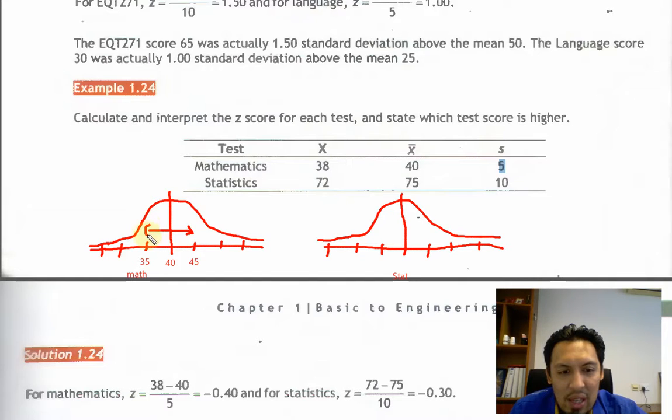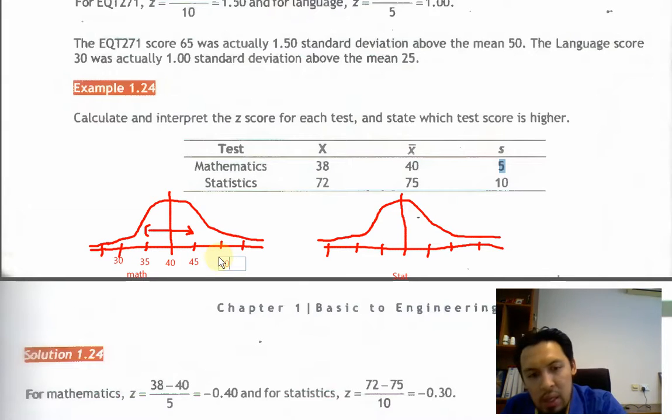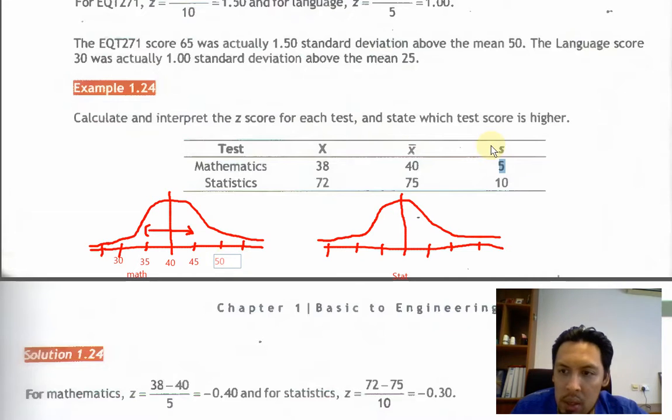Okay, now for the second standard deviation, 40 plus minus 2 times 5. So for the second standard deviation, it should be 30 and 50. So the range is from 30 to 50. This is the range for the second standard deviation.